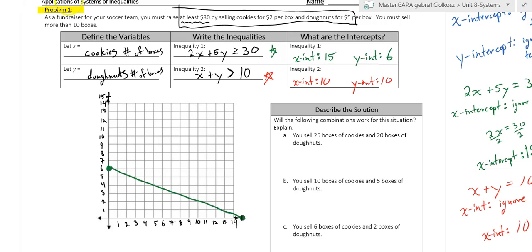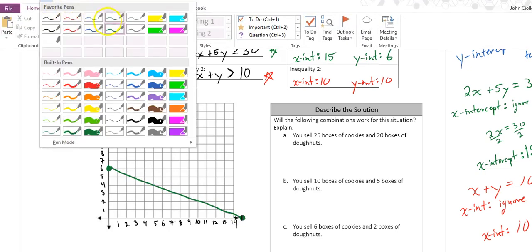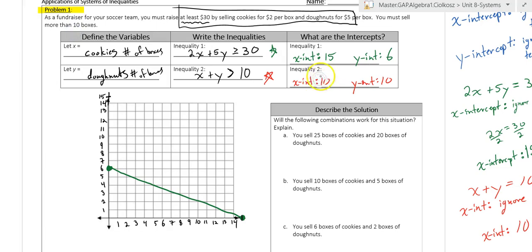For my red equation, I have an x-intercept of 10, and a y-intercept of 10. It's just strictly greater than. So what that means is that's a dashed line.